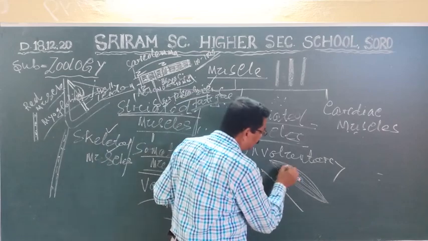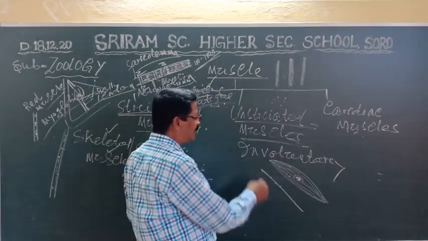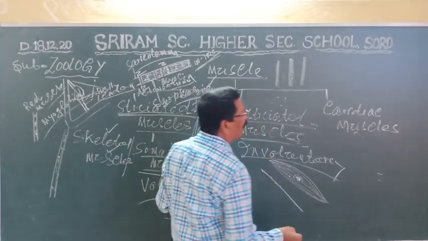Clear? And these muscles are involuntary. Involuntary means they do not work according to our will.